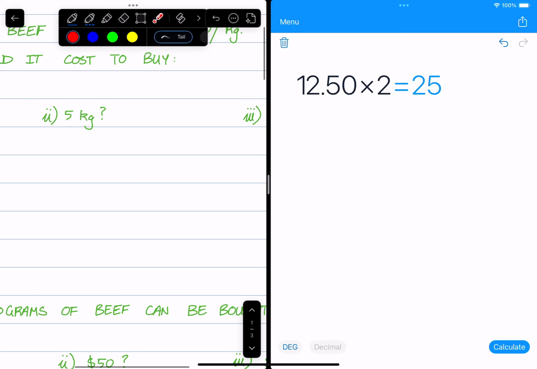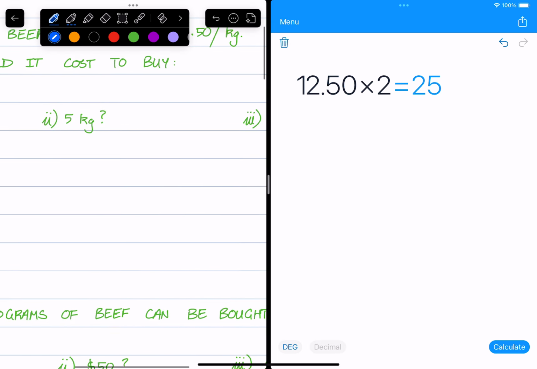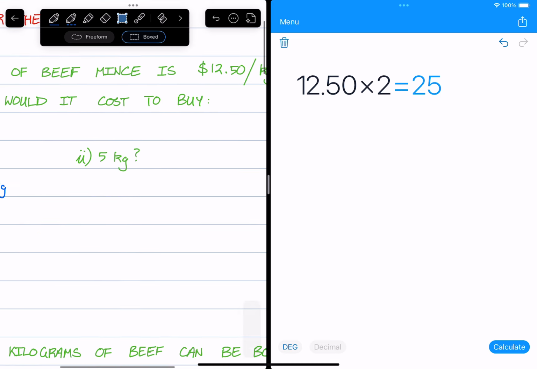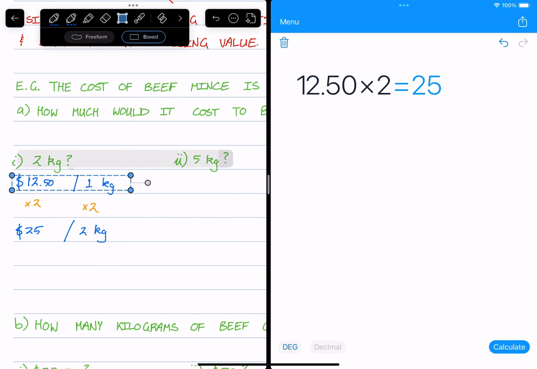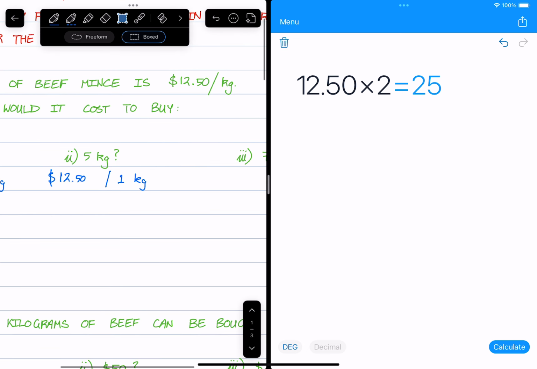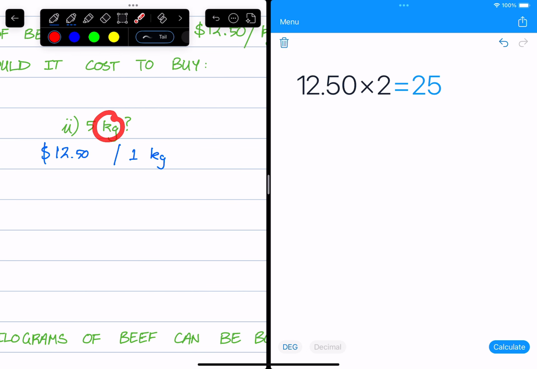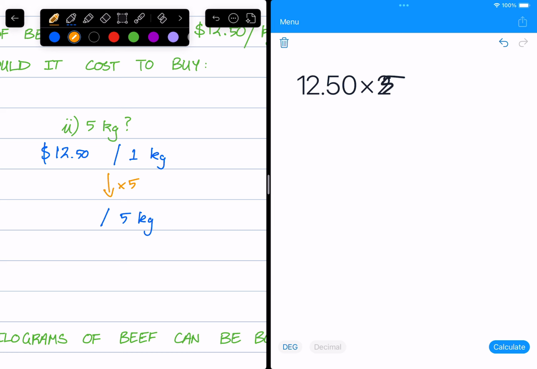Now we do the same thing for this. Once again, we always just write down the given unitary rate. Let me just copy paste that here. And once again, we put the kilograms. Since it's kilograms that we've been given, we write this below the kilograms per 5 kilograms. And once again, how does 1 become 5? Well, we do that by multiplying by 5. So 1250 times 5 gets us $62.50.